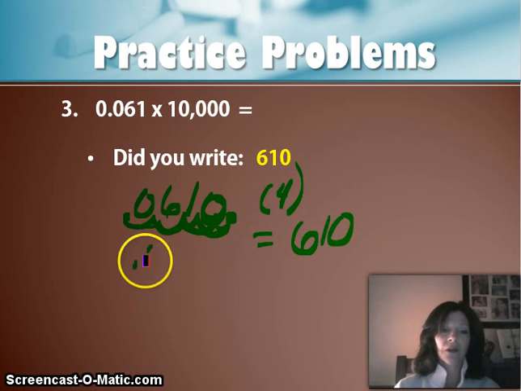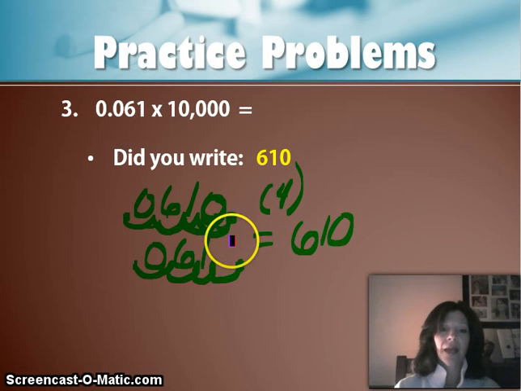Let me make that more clear. 61 thousandths. 1, 2, 3, that's right after the 1. 4 places is this empty spot. Annex with a 0, and your answer is 610.